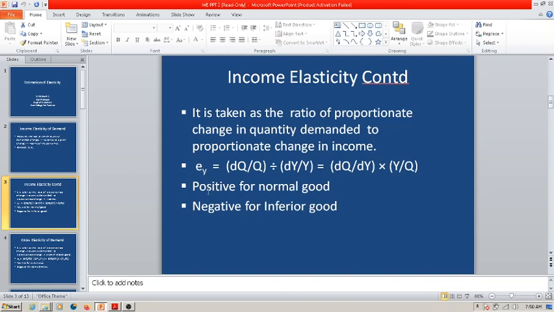So income elasticity will be positive for a normal good, but it will be negative for an inferior good. In the case of an inferior good, when income increases, you will be demanding less of it. So both the variables move in the opposite direction, and hence the elasticity will be a negative value. So in the case of income elasticity of demand, the sign matters. If it is positive, you can conclude that the good under consideration is a normal one, and if it is negative, you can conclude that the good is an inferior one.